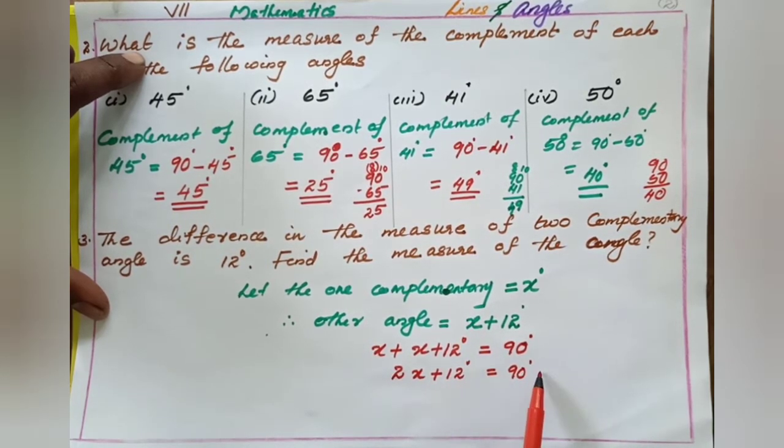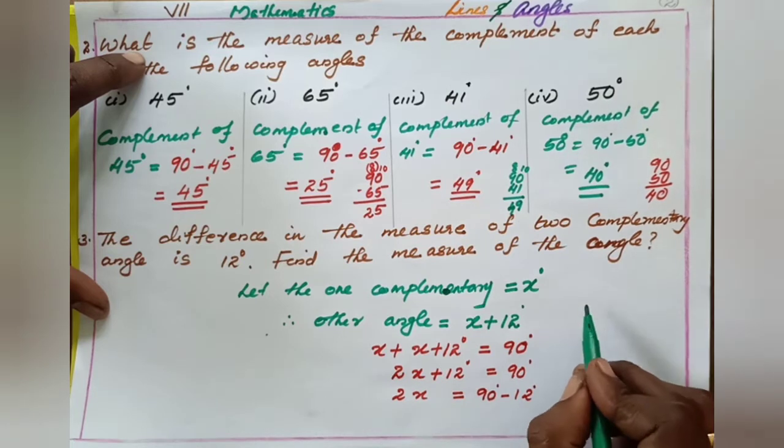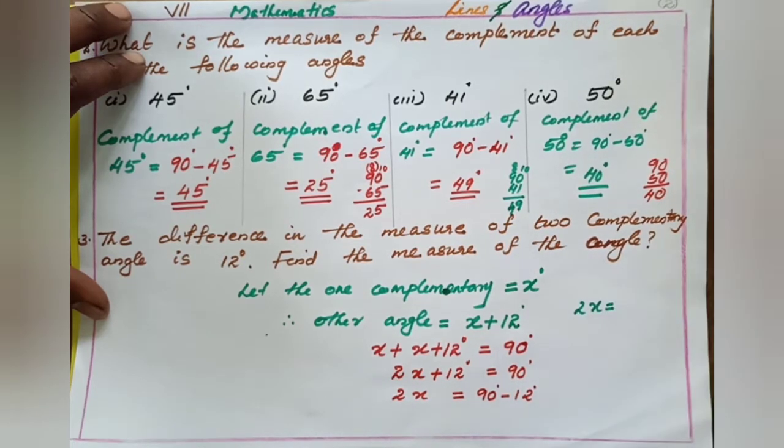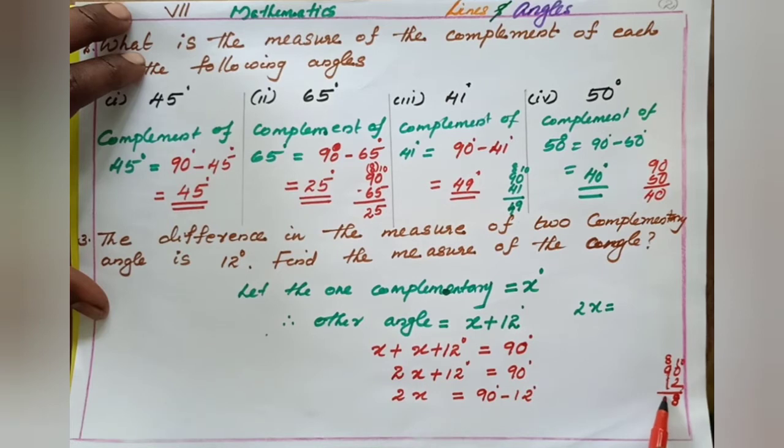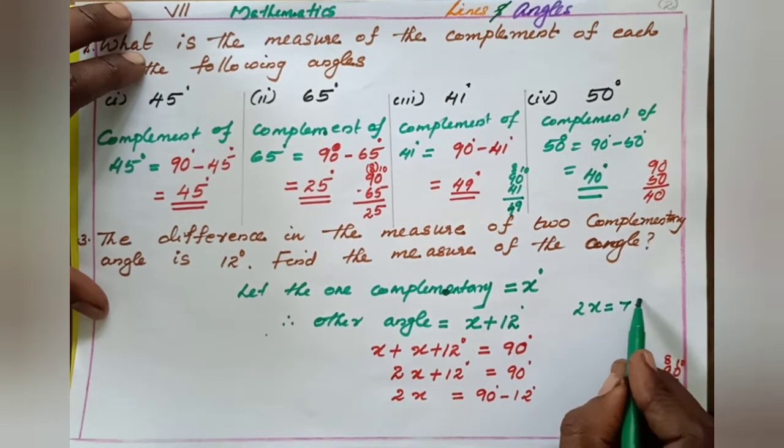Transpose 12 to the right side, so that the sign is reversed: 90 degree minus 12 degree. So we get 2x equal to what is 90 degree minus 12 degree? Subtract 90 minus 12. 10 minus 2 is 8, 8 minus 1 is 7. 78 degree.